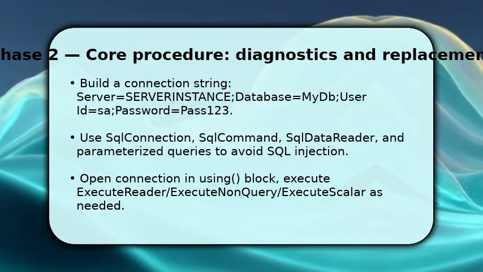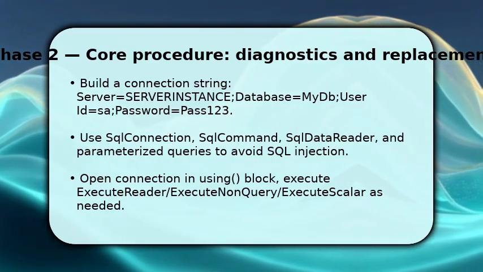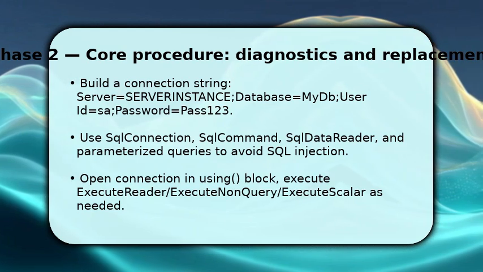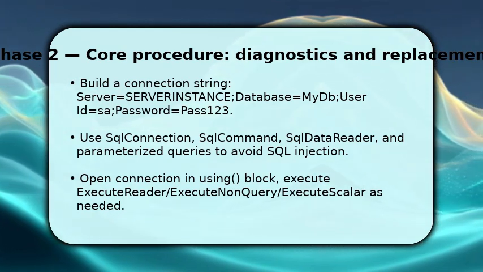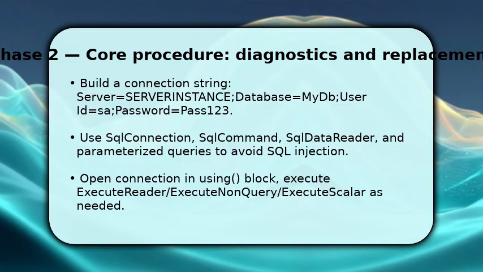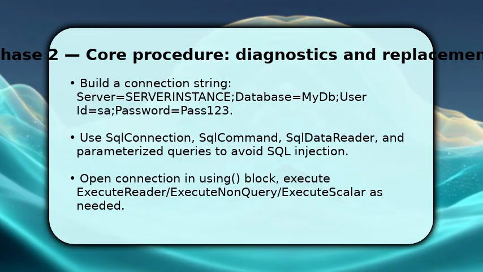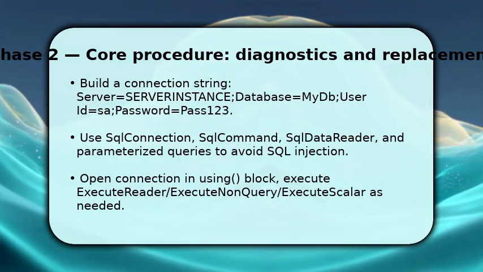If you need rows, call ExecuteReader and iterate with Read. For single values, use ExecuteScalar. For DML, use ExecuteNonQuery. Once done, close or dispose. Exceptions should be caught and logged for diagnostics.